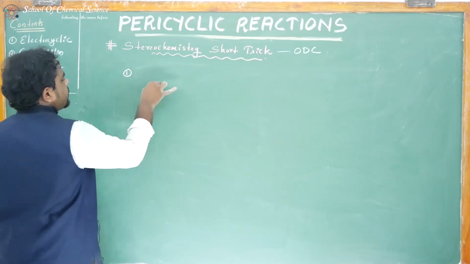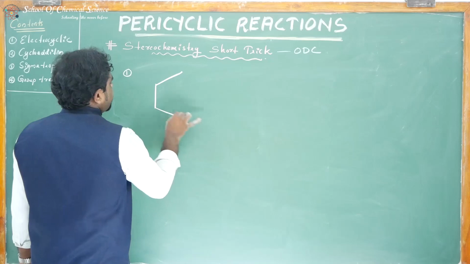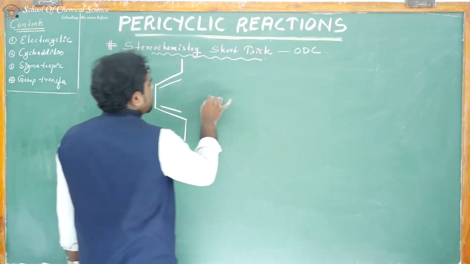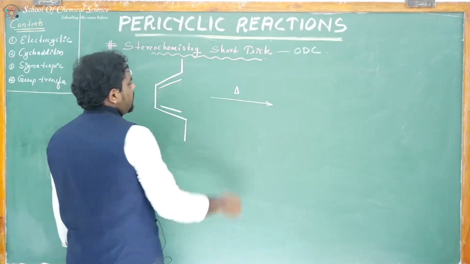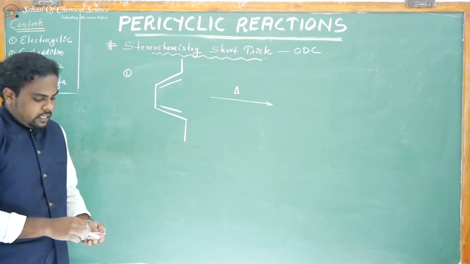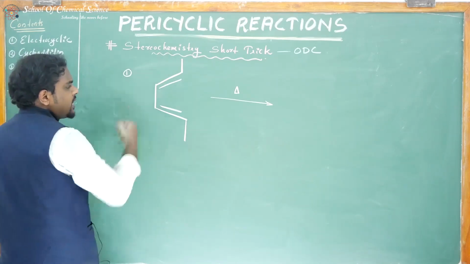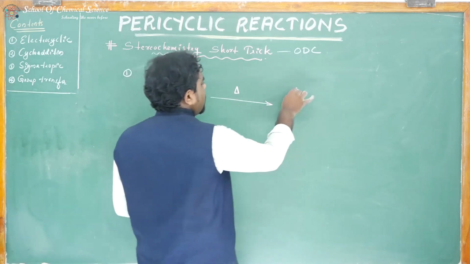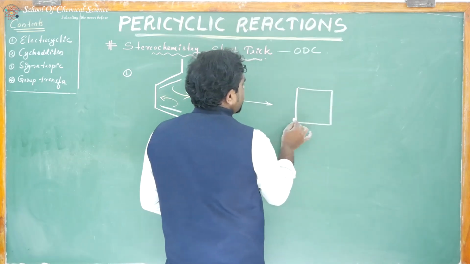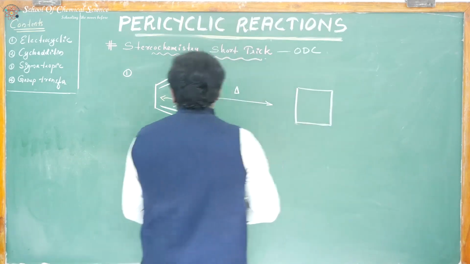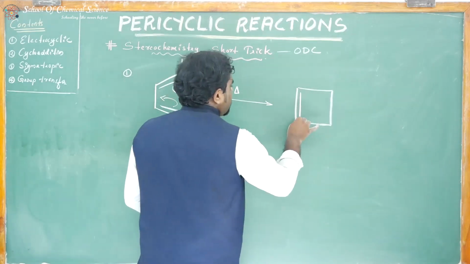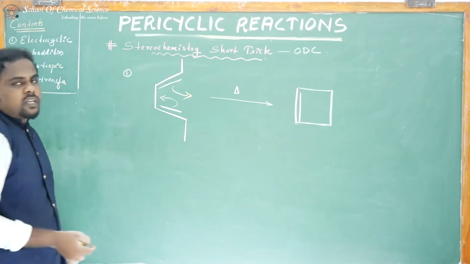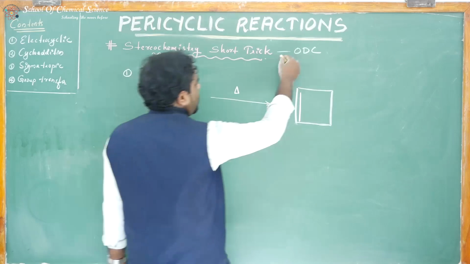First question. Condition is thermal. Write the product. Here this is a conjugated diene, so definitely an electrocyclic reaction. A 4-membered ring is formed. Here there is a double bond, and two substituents are there. What is the stereochemistry of these two substituents? You have to apply the ODC rule.